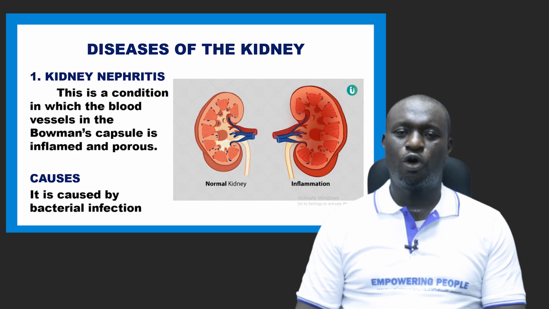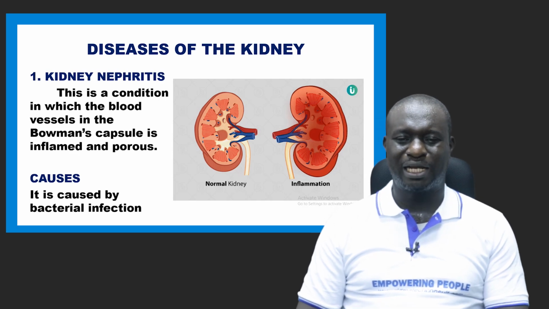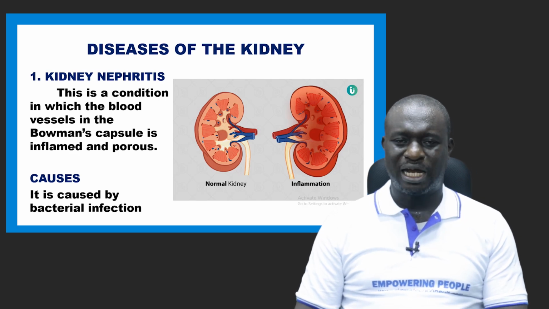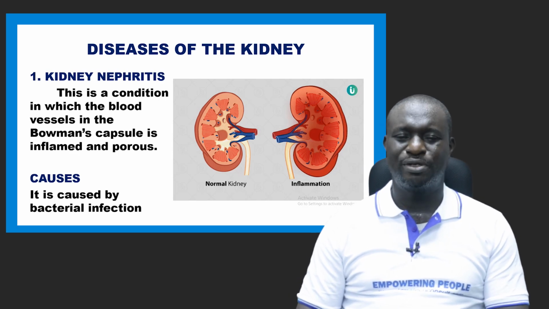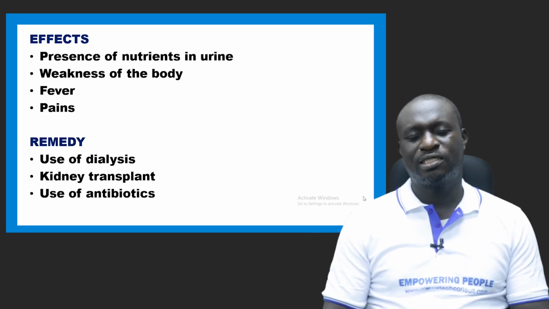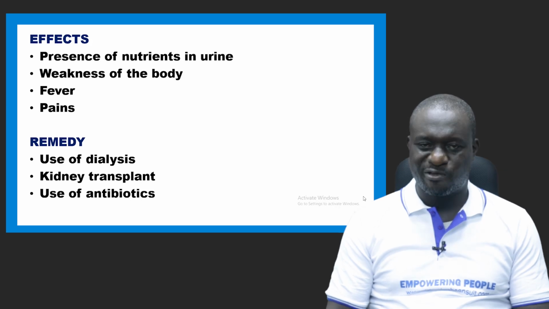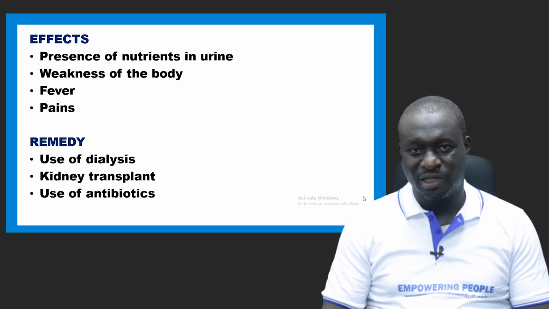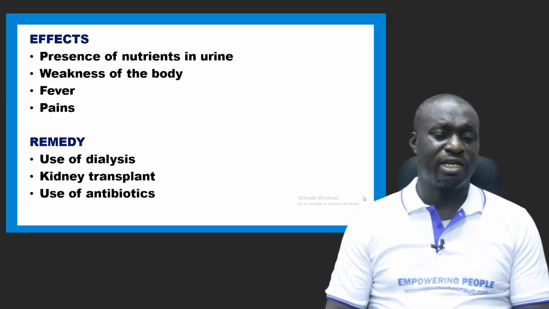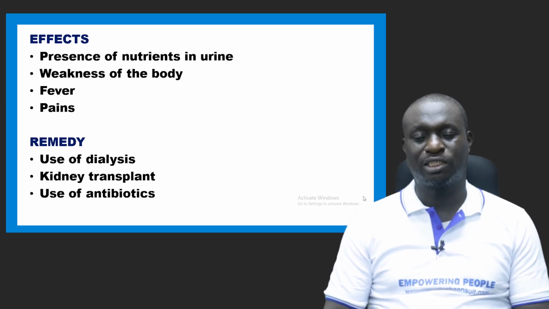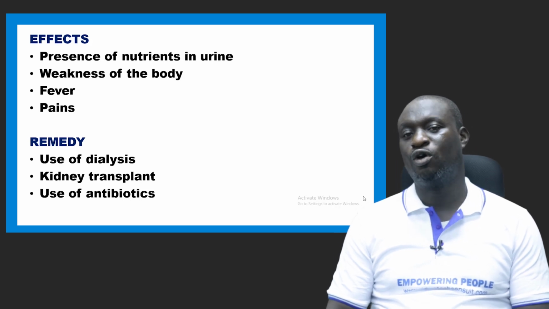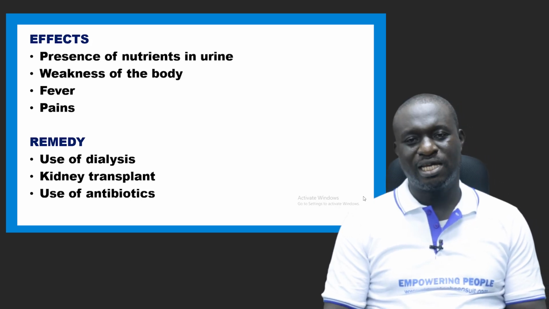All right. Now, what causes this inflammation? Like I said, it is caused mostly by infections. It is caused by bacterial infection. Now, let's take a look at some of the effects of kidney nephritis. We've seen that kidney nephritis is caused by bacterial infection, which brings about an inflammation or porousness in the kidney.